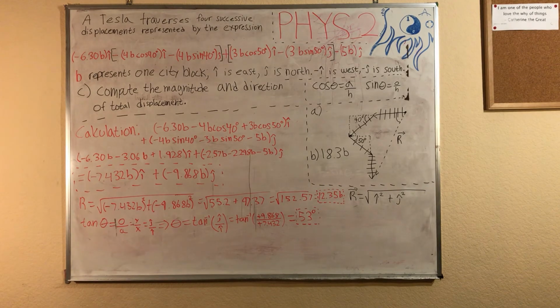So our final answer for C is going to be 12.35 blocks at 53 degrees south of west, or 12.35 blocks at 233 degrees from the start. We have solved all the parts to the question, getting a final vector displacement of 12.35 blocks at 53 degrees south of west.